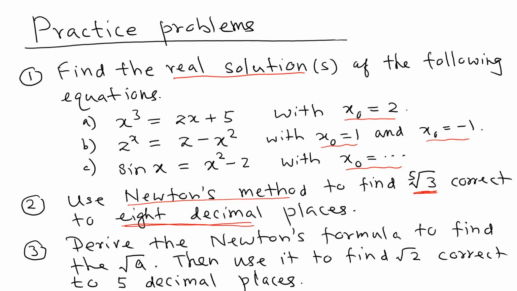And the last one is derive Newton's formula to find the square root of a. So let's say you are given a, and you want to find the square root, and what should the formula be. Actually, this is a kind of formula that Babylonians used for so many years. So we can derive the same formula, and then use it to find the square root correct to 5 decimal places. So see whether you can do this, and then you can see the solutions in another video.